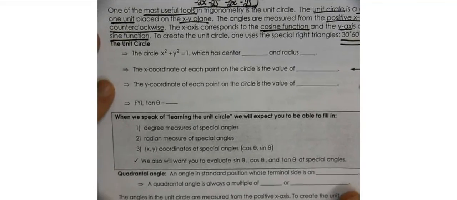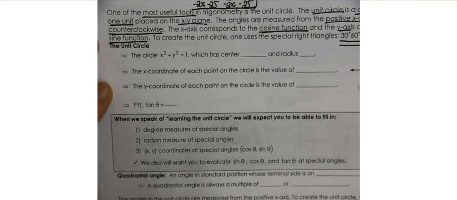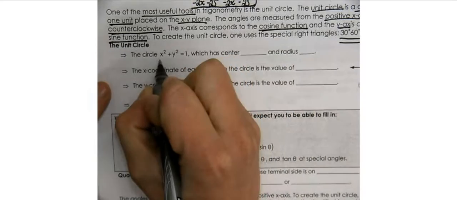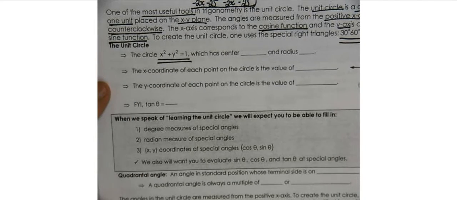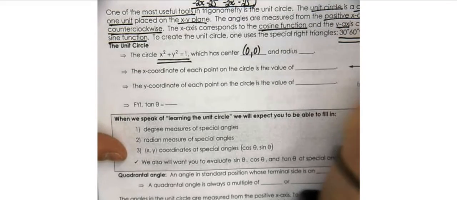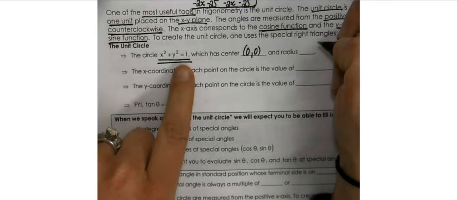So getting a little bit more in depth with the unit circle, the equation of a unit circle, should I say, is x squared plus y squared equals 1. This is the equation of the circle. This is something that you guys learned about last year when we were writing equations for circles. It has a center that is located at 0, 0, and the radius is the square root of 1, which is 1.